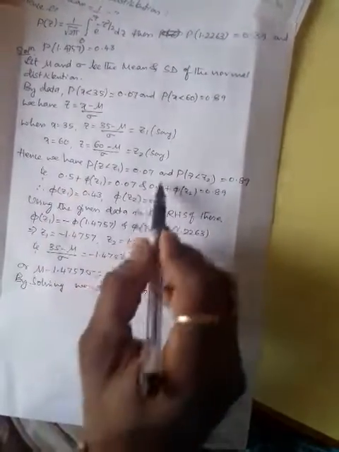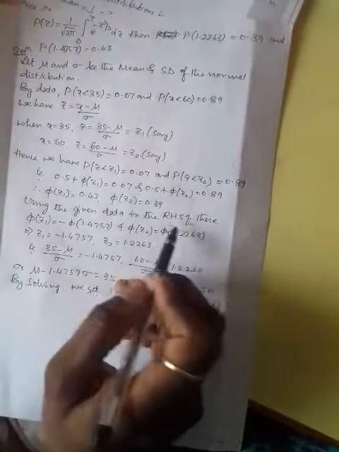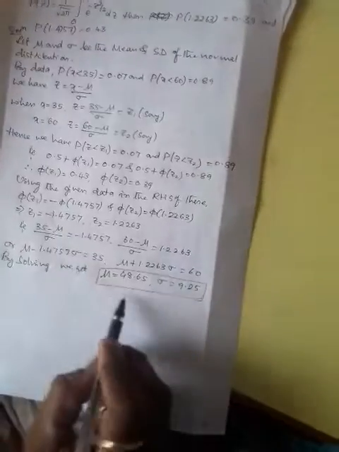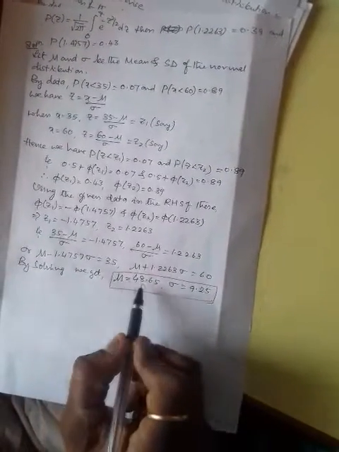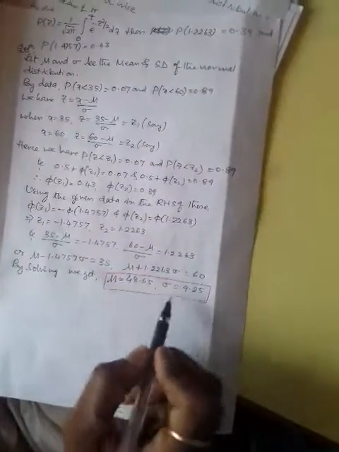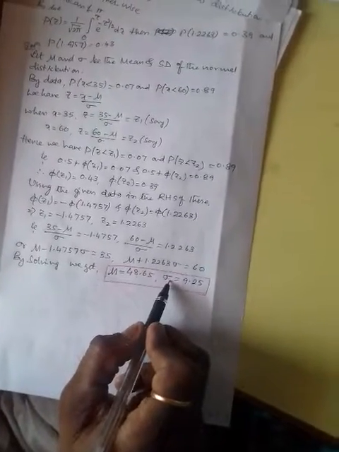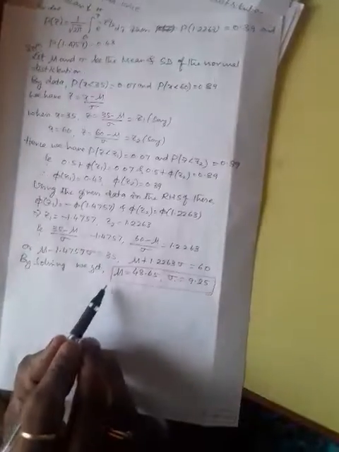I have solved the values correctly and neatly step by step. Refer to each and every step here. At the end, what is the mean? Mu is 48.65. What is the standard deviation? That is sigma, 9.25, which we have calculated from this given table.